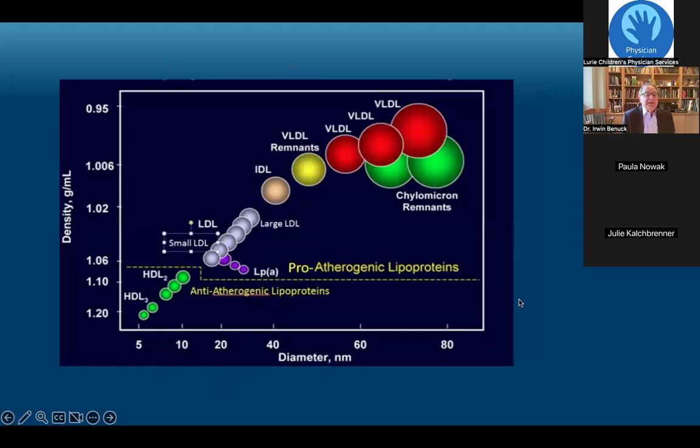So they are different sizes and different weights. The VLDL is light and fluffy. It floats to the top of the surface. The LDLs are more dense. And the HDLs, which is cardioprotective, is even a little bit more dense than that.